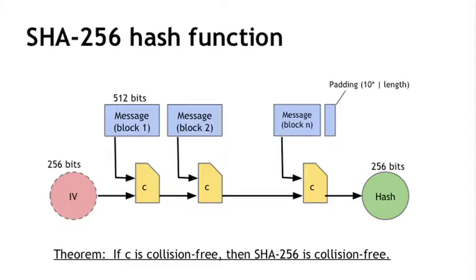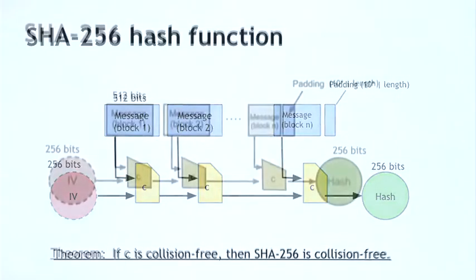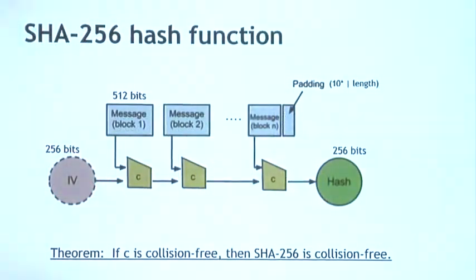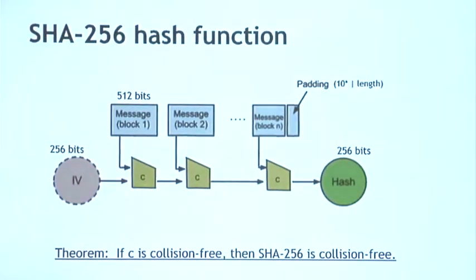you then chop it up into blocks, and you then execute this computation. You start with a 256-bit value called the IV. That's just a number that you look up in a standards document. And then you take the IV and the first block of the message. You take those 768 total bits, and you run them through this special function C, the compression function, and out comes 256 bits.